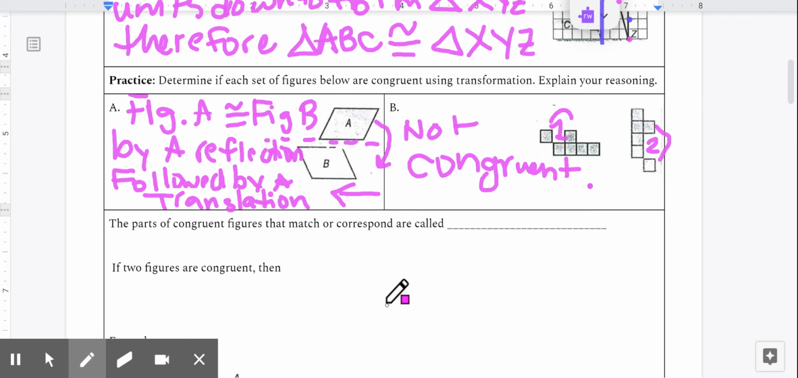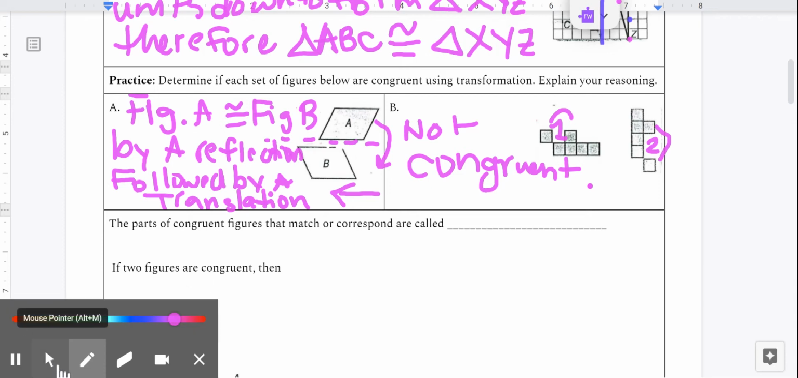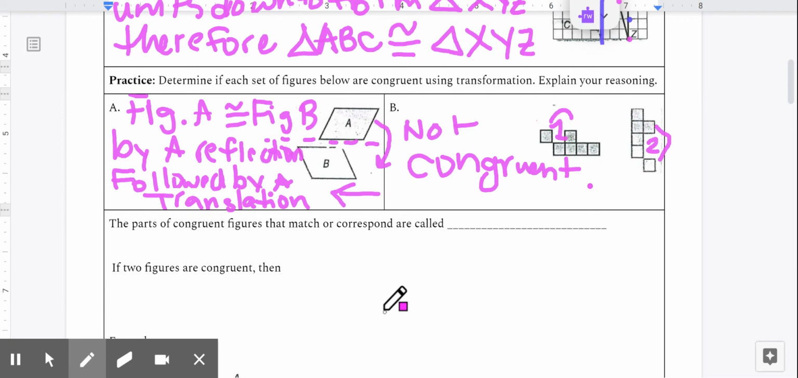All right, the next thing we're going to talk about is corresponding parts. Parts of a congruent figure that match or correspond are called corresponding parts. And we talked about this a little bit in class yesterday. When we were dealing with dilations and scale factors, in order to find the scale factor, we had to make sure we were comparing corresponding sides.